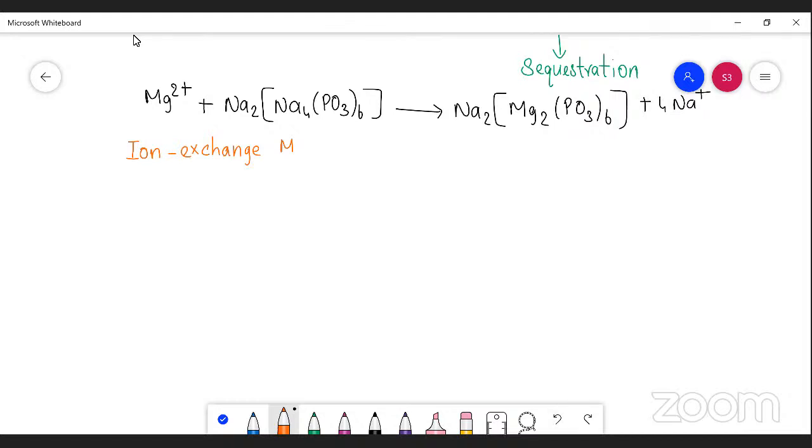In the ion exchange method, there are two classes: one is cation exchange and the other is anion exchange. What is the cation? The positive ion is known as the cation, and the negative ion is known as the anion. The positive ions, Ca2 plus and Mg2 plus, cause the hardness, so they have to be removed by exchange of cation.